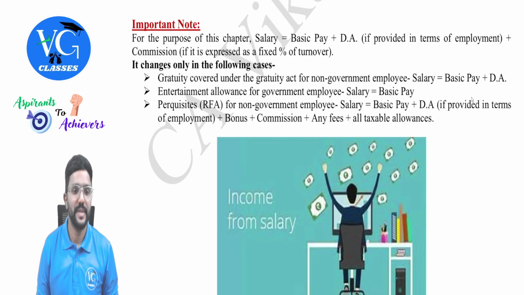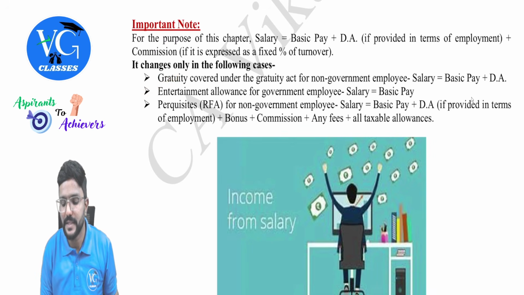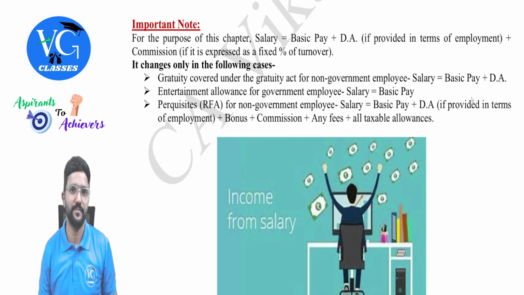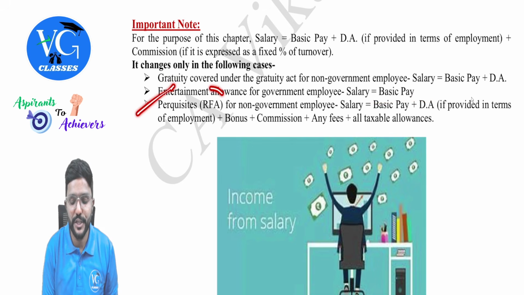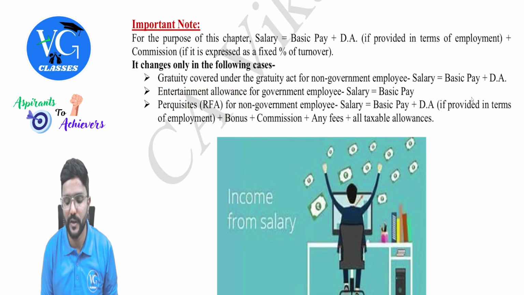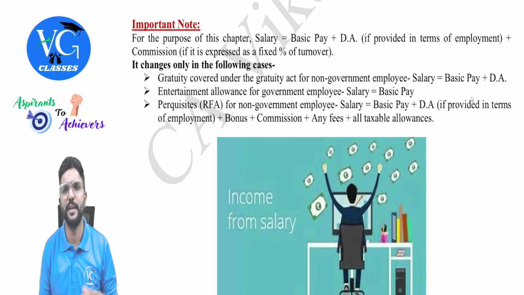Coming back. Next, entertainment allowance, which just now we saw. For government employees, salary there means only basic pay. Only basic pay. Then, for perquisite valuation, that is with respect to rent-free accommodation for a non-government employee, there we need to take 5% or 7.5% or 10% of salary.